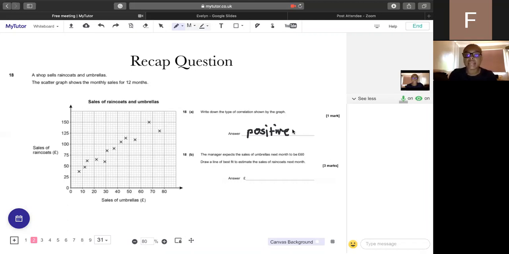And then the next part of this question says the manager expects the sales of umbrellas next month to be £60. So draw a line of best fit to estimate the sales of raincoats next month. So first of all, we need to draw a line of best fit, and then see where we can draw up 60 and see where it goes from the graph. So let's get a line, maybe a bit smaller than that.